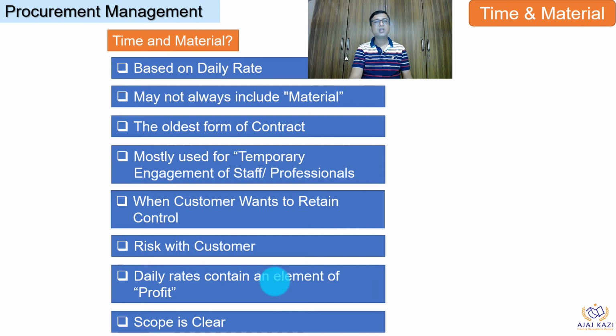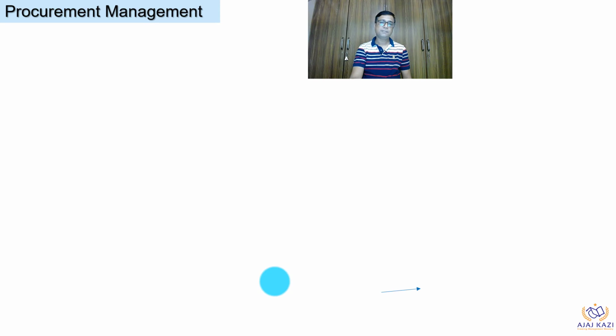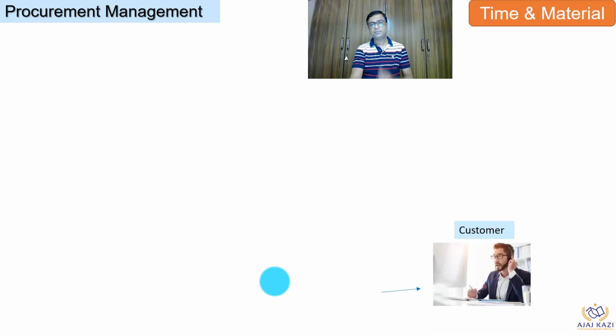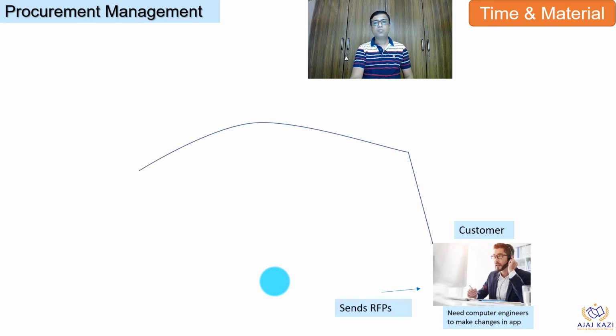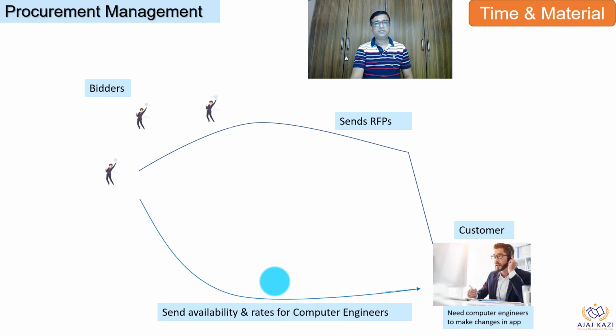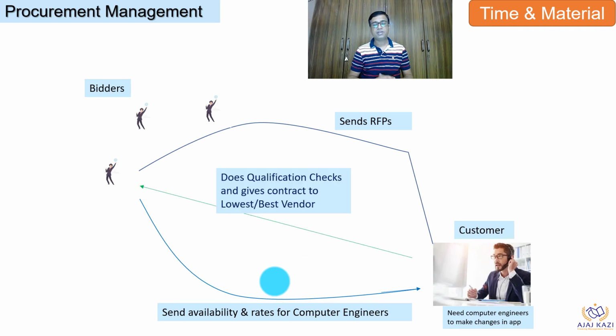The scope is very clear. What kind of services you need, and there are people who will be able to give services, and customer gives a contract with time and material type and gets the services done. So this is how it happens. The customer needs computer engineers for making some changes in the app. So this is a customer who will put again RFPs into the market. It will go to the bidders over here. These are the bidders. Bidders will send their availability of the people and the rates for computer engineers. Customer will do the qualification checks, and again the lowest bidder will be selected.